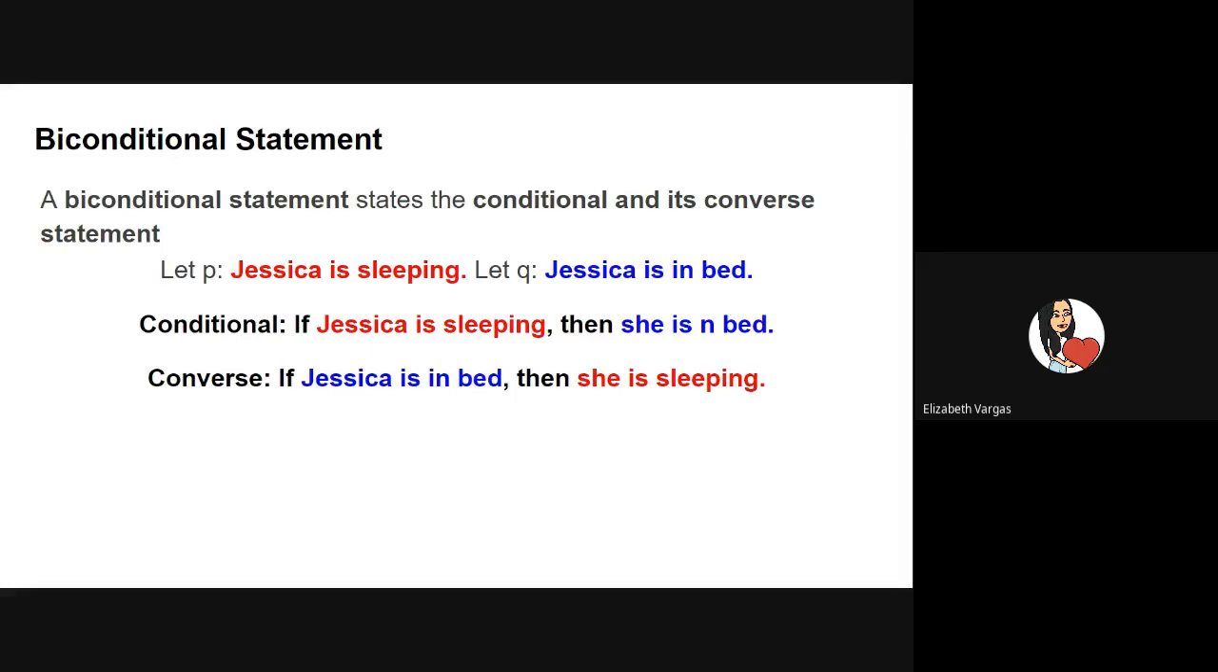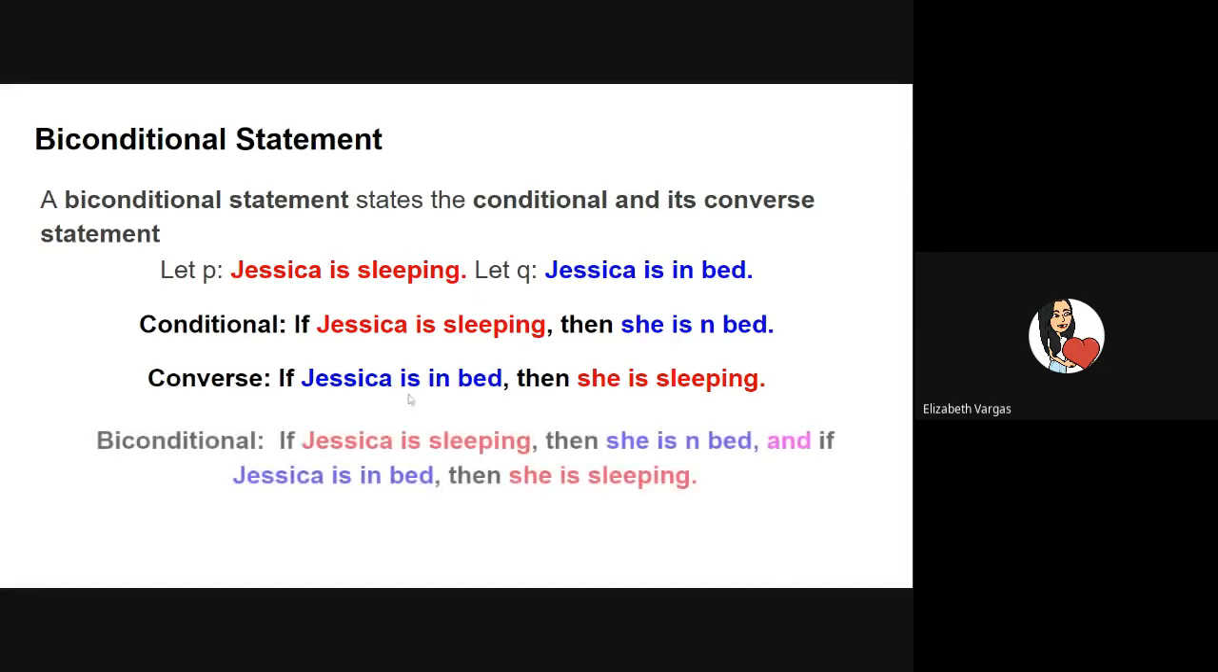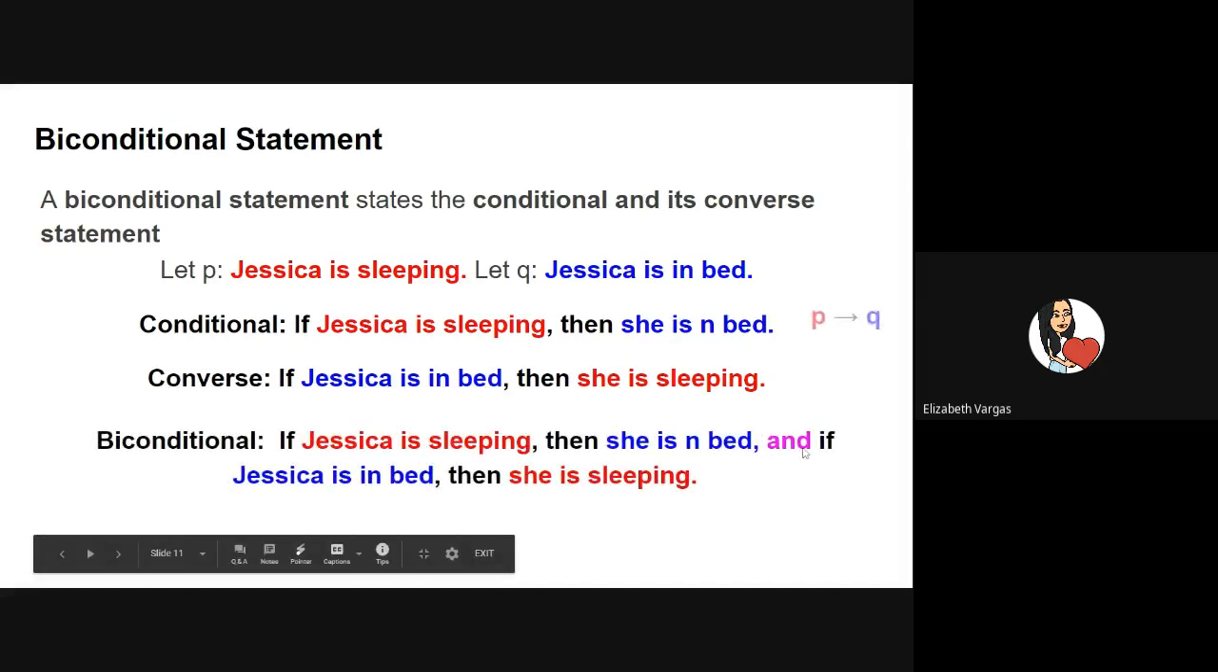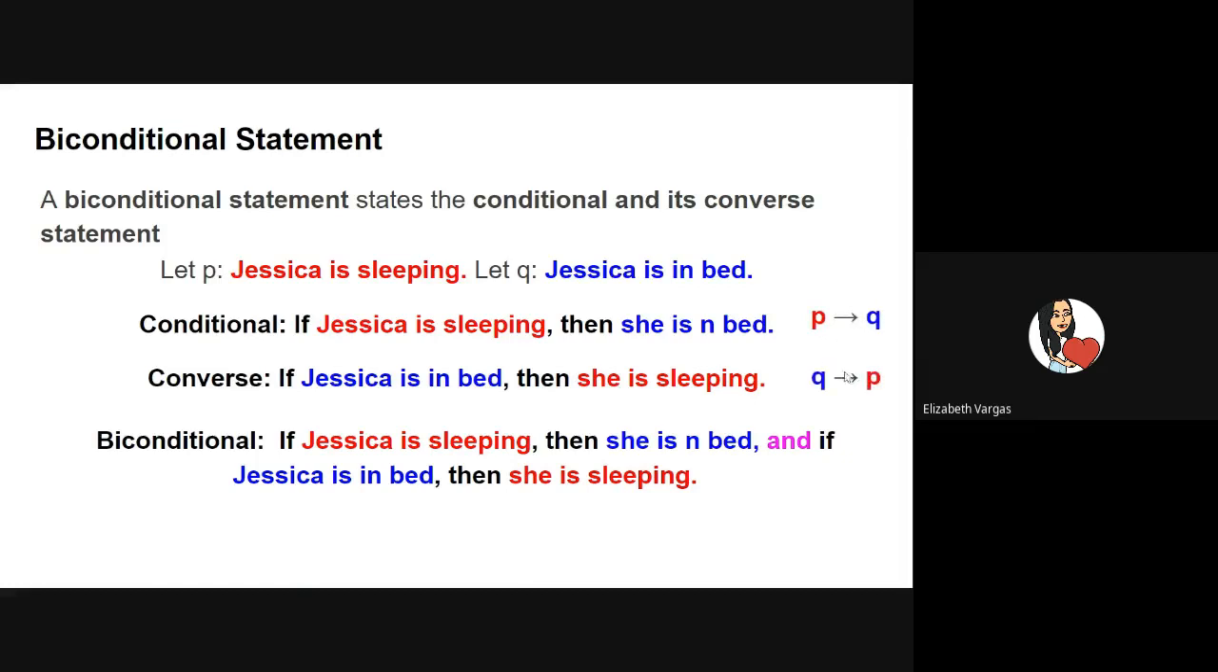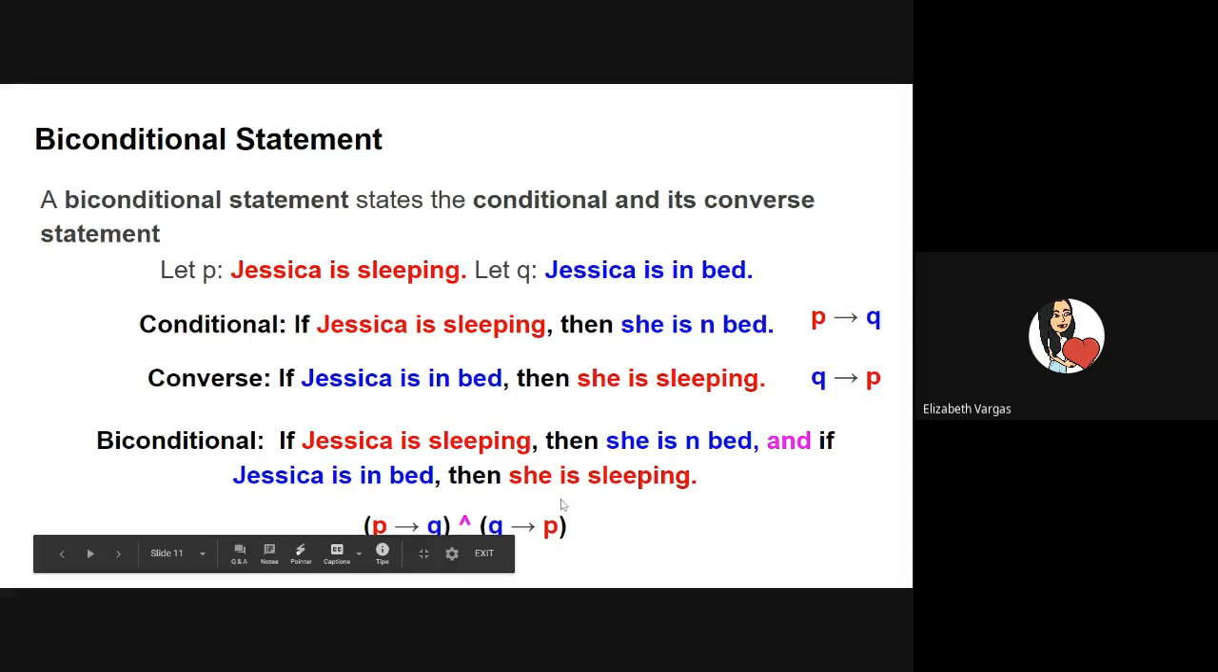So what does that mean for the biconditional? Well, the biconditional states the conditional and its converse. So what it does is it connects those together using the word and, kind of like a conjunction. So we get if Jessica is sleeping, then she is in bed, and if Jessica is in bed, then she is sleeping. So what that also means is that we can use the different symbols for our conditional and our biconditional, and we can create another symbol for a biconditional connecting them using and. So we have conditional and converse, like that, where that upside down V still represents our and. Okay. Any questions about this?